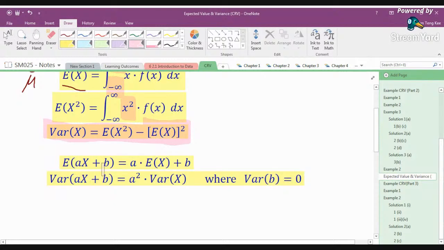Further, we will go through some properties of the calculations of expected value and variance as follows. If a and b happen to be constants, then E(aX plus b) equals, as if we factorize out the a, we bring out the plus b. For variance, the plus b, we ignore it because the variance of b is always equal to 0. For the coefficient of x, we bring it out and then we square it. And we'll see further in our examples later.